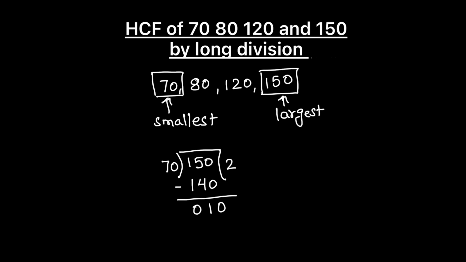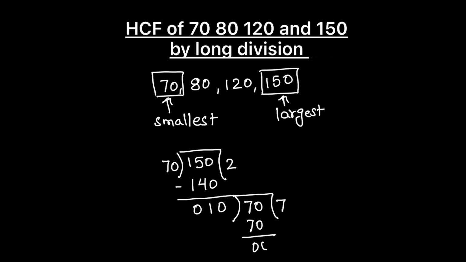Now this remainder will be the divisor for the next step. Use 10 as the divisor, and our new dividend will be 70. The previous divisor will be our new dividend. So 70 divided by 10. 10 times 7 is 70, and our remainder is 0. We got the remainder as 0, so we'll stop here.